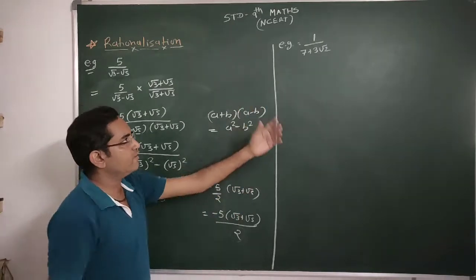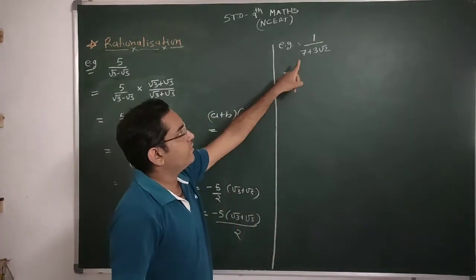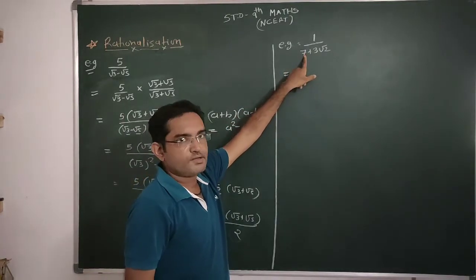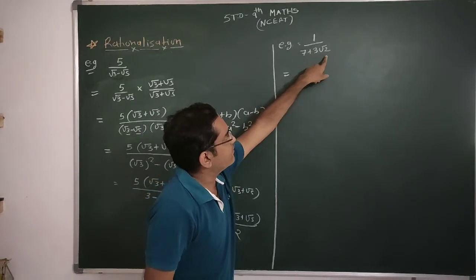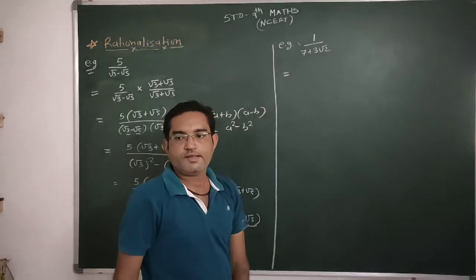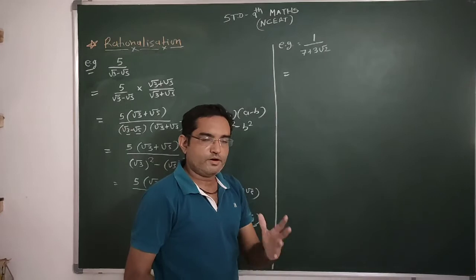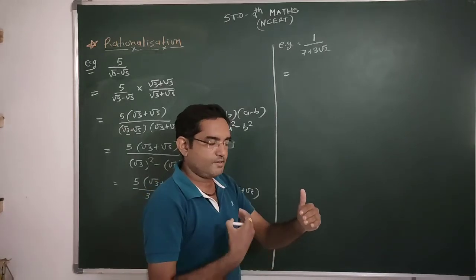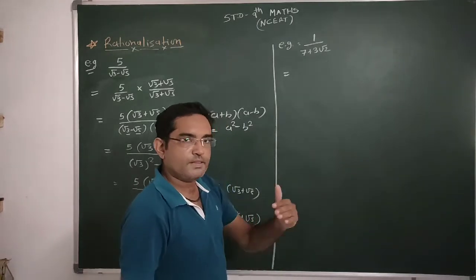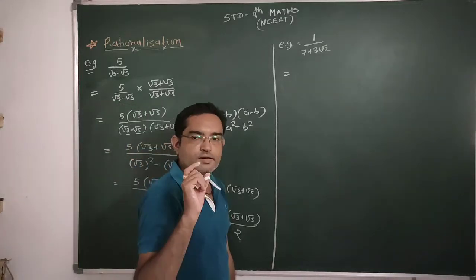Clear? One more example. The given number is 1 upon 7 plus 3 root 2. Now this 7 is a rational number, but this 3 root 2 is irrational. So a rational number plus an irrational number makes the entire number irrational. In short, our denominator is an irrational number. So whenever a number is given whose denominator is irrational, we have to convert it into a rational number by the process of rationalization. And for that we require a rationalization factor.